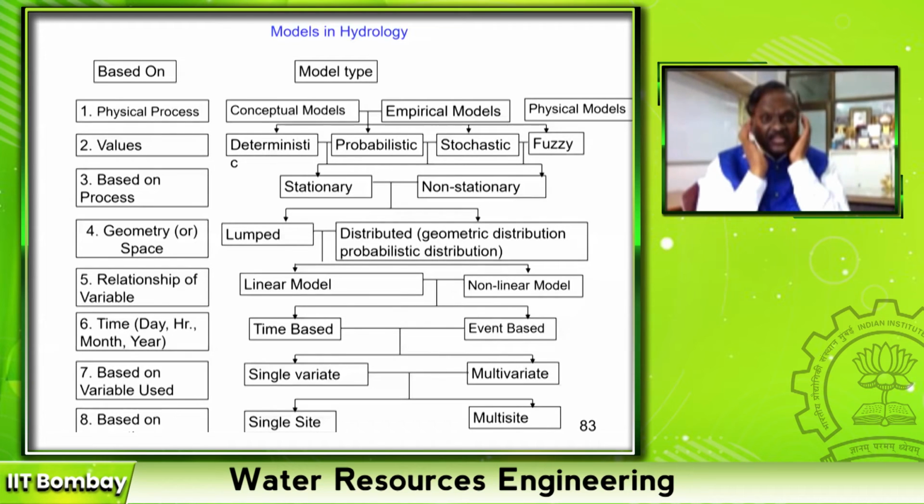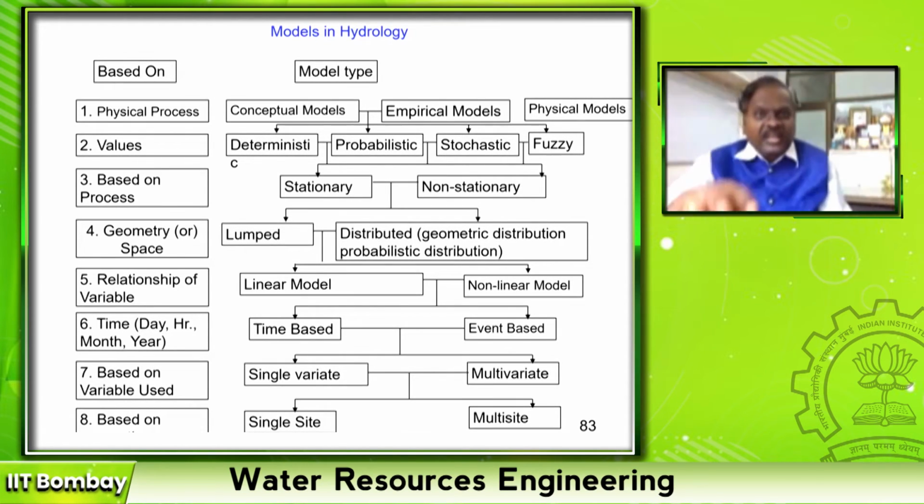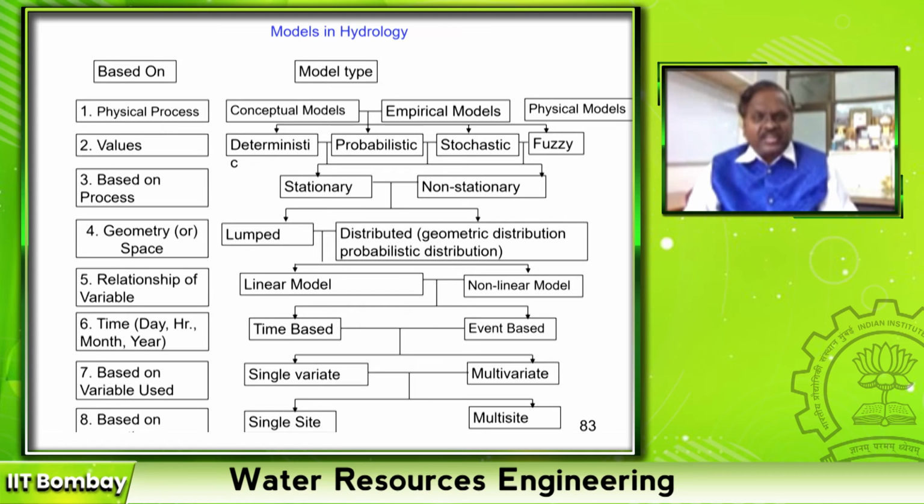But in hydrology, we have seen only this. I am giving a complete picture of the types of models used in hydrology. On the left hand side, it is based on one classification, and on the right hand side, another. Based on physical process, as I said, I can use an empirical model, physical model, conceptual model, and now data-based models. Then depending upon what type of values I give as input to these models, it may be a deterministic model, probabilistic model, stochastic model, or fuzzy model.